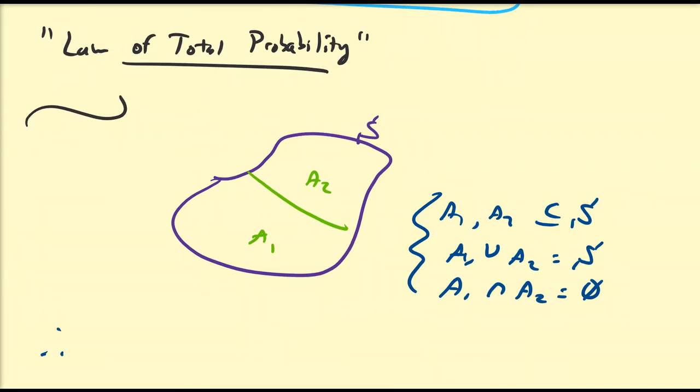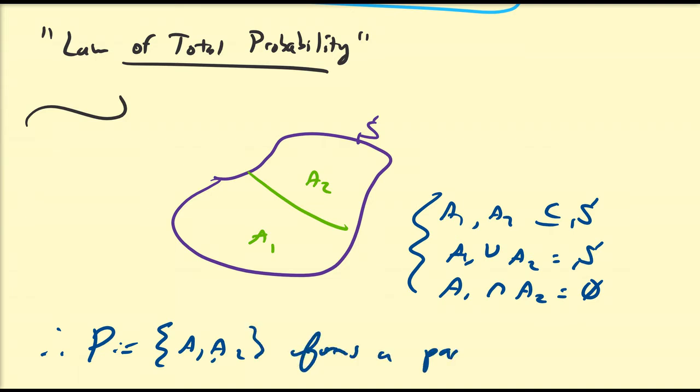If this is the case, then we say P, which I define to be the set containing A1 and A2, forms a partition of S. It breaks S up into a bunch of pieces, the sum of all the pieces is the whole, and none of those pieces share any overlap. That means if you are in this set, you belong to one and only one of these little pieces.